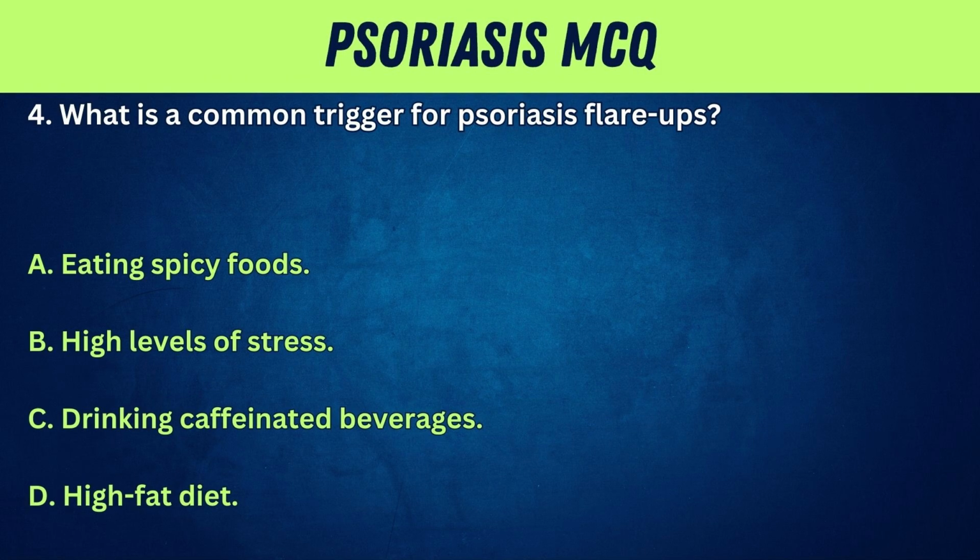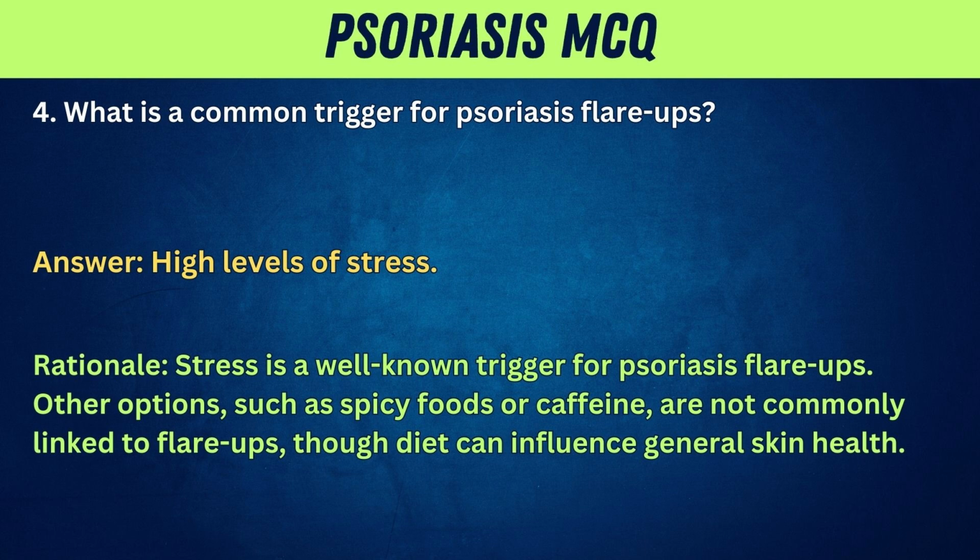4. What is a common trigger for psoriasis flare-ups? A. Eating spicy foods. B. High levels of stress. C. Drinking caffeinated beverages. D. High-fat diet. Answer: high levels of stress. Rationale: stress is a well-known trigger for psoriasis flare-ups. Other options, such as spicy foods or caffeine, are not commonly linked to flare-ups, though diet can influence general skin health.